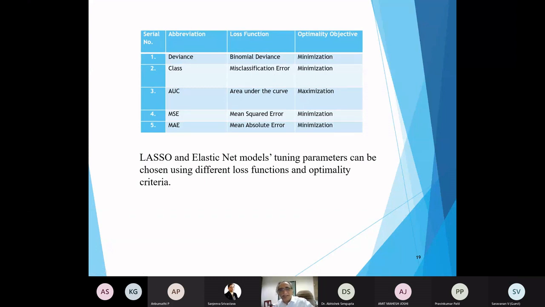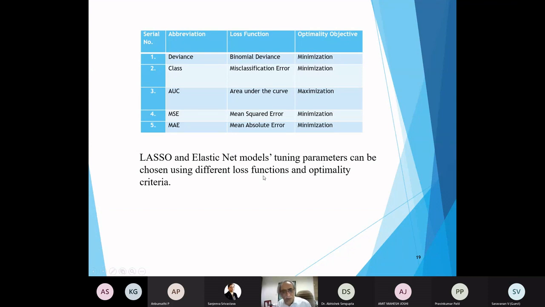Let me first talk about this, and then there are other loss functions like area under the curve. This is not a loss function, and we look to maximize this. We don't look to minimize this, because area under the curve we try to maximize. We look for the model where the area gets maximized. Here we look for the model in which the mean squared error gets minimized. Here we look for the model which minimizes the mean absolute error, and so on and so forth. Then LASSO, elastic net models, tuning parameter.